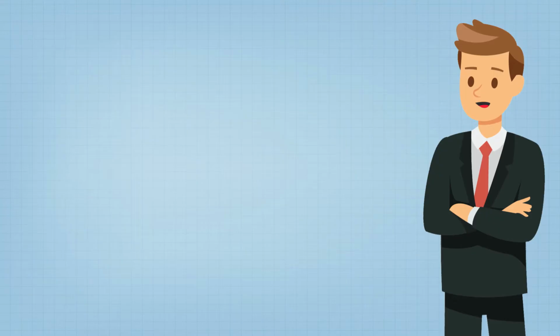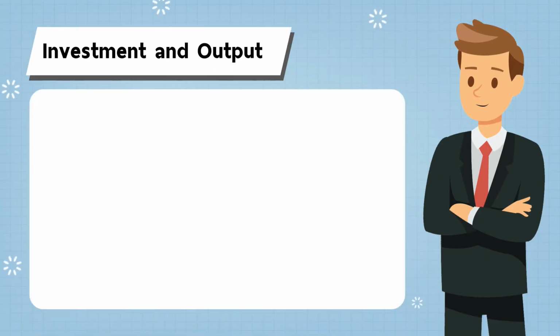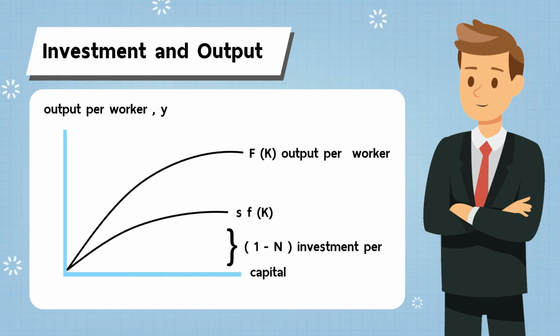For the investment and output graph, the y-axis is output per worker and the x-axis is capital per worker. The curve of output per worker represents diminishing returns. We know that I is equal to S, but in this graph, the saving rate, small s, makes the s times function of k curve lie below the function of k.